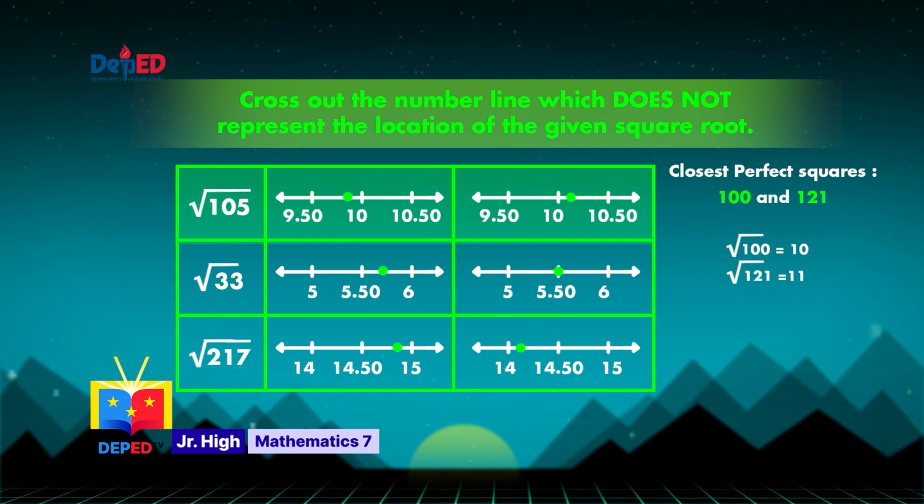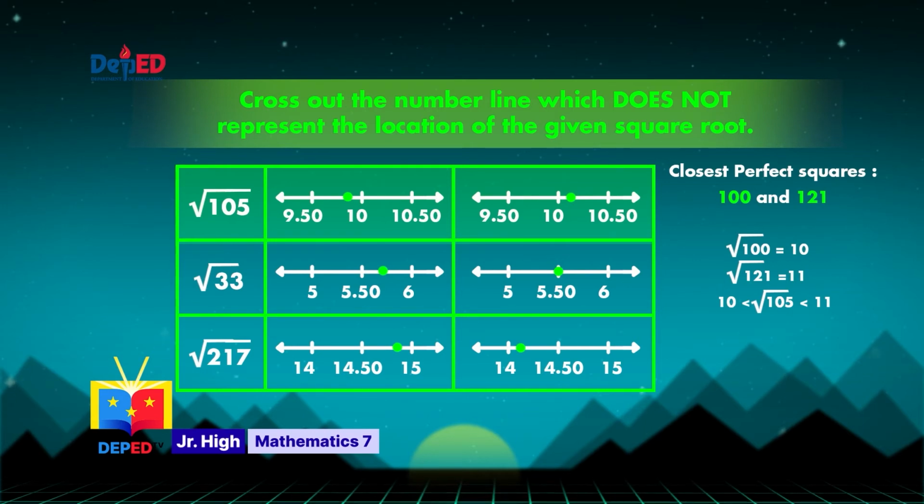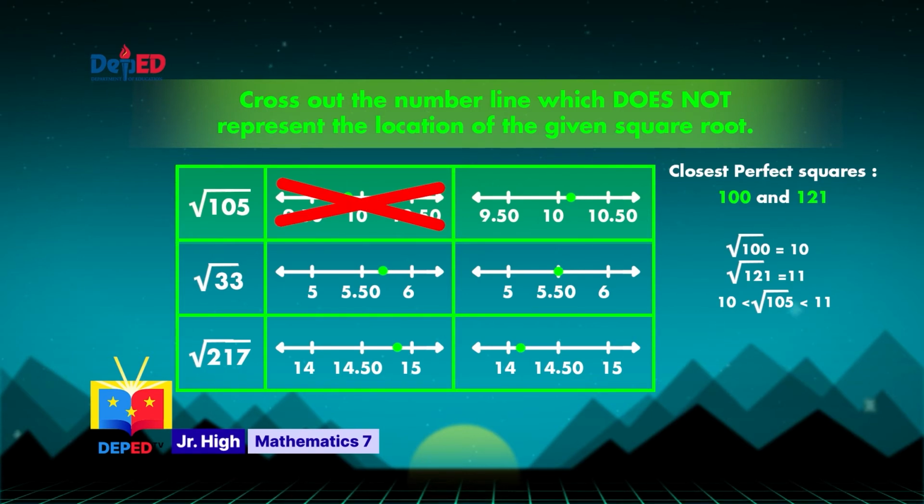Since 105 is between the perfect squares 100, which has a square root of 10, and 121, which has a square root of 11, the location of the square root of 105 should be between 10 and 11, and this is displayed on the number line at the right. Therefore, the number line at the left is not for the square root of 105. Let's cross it out. Did you get it? Great!